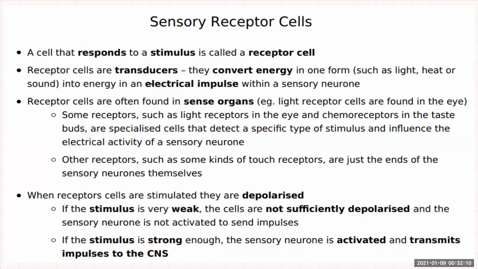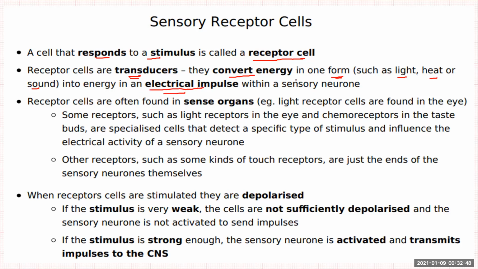Okay, so let's talk about the sensory receptor cells. Any cell that responds to a stimulus is what we call a receptor cell. These receptor cells are actually transducers. What they do is convert energy in one form to another form. They convert energy in one form, which can be light, heat, or sound, into energy in an electrical impulse. That's why we call them transducers.